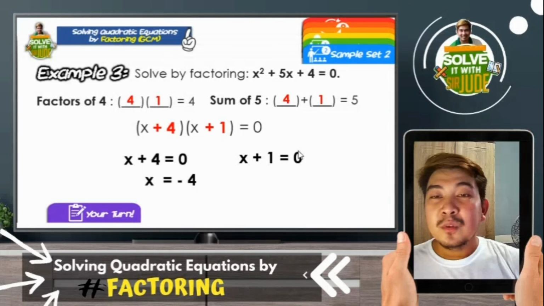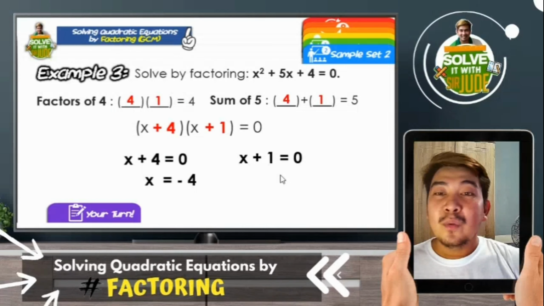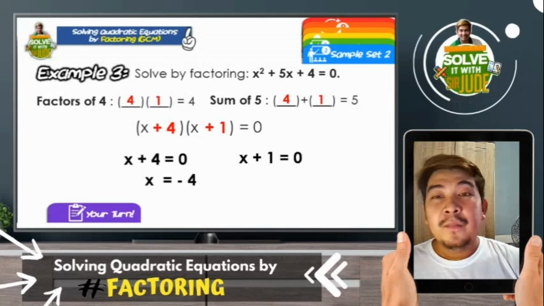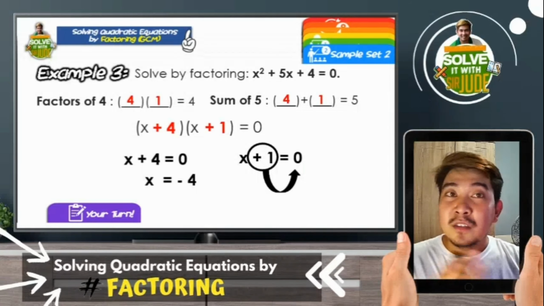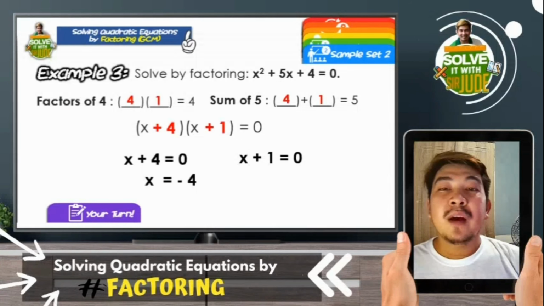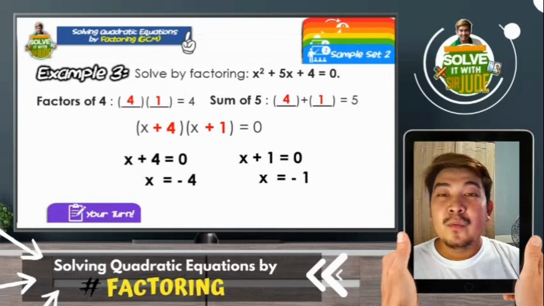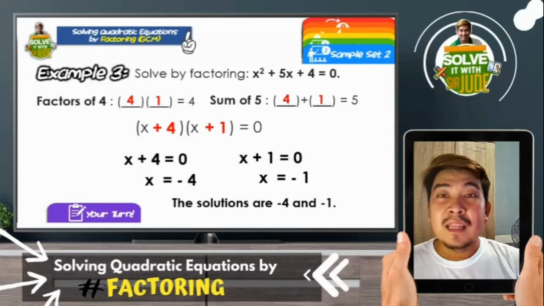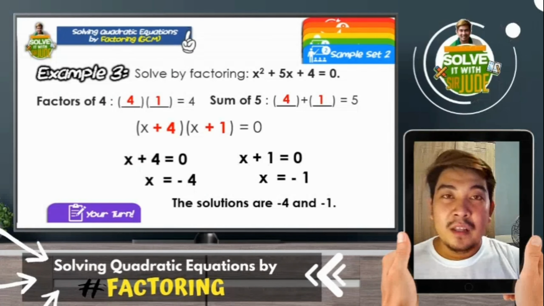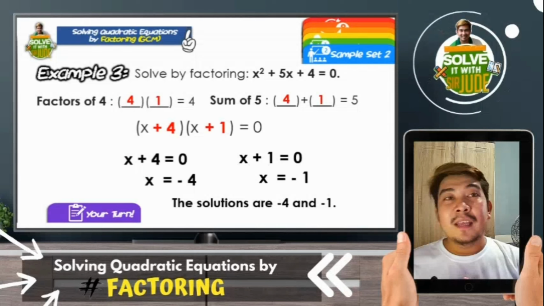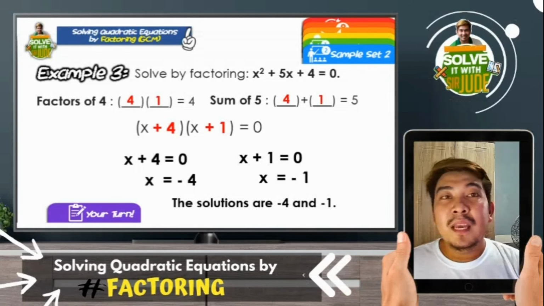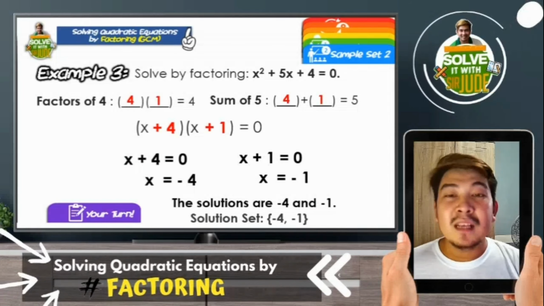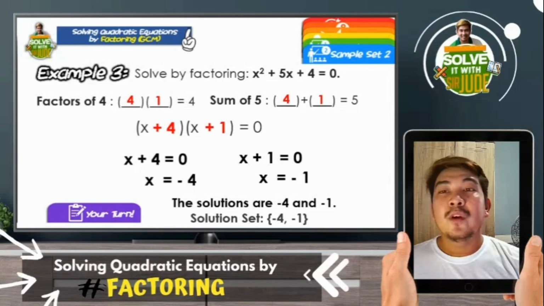So the same process will be applied for the second equation that we had made. So that will be x plus 1 is equal to 0. Then, i-transfer natin si positive 1 to the other side of the equation. So therefore, the value of x will be negative 1. So therefore, the solutions of this equation will be negative 4 and negative 1. And if we are going to rewrite it in solution set, it should be enclosed by curly braces. So the set of numbers including negative 4 and negative 1.